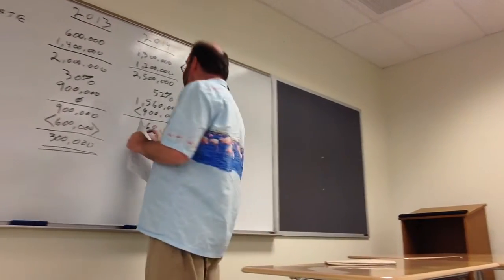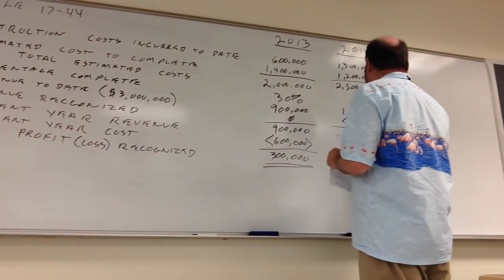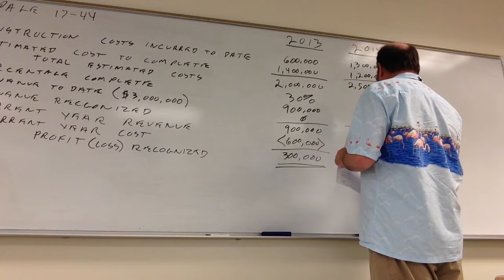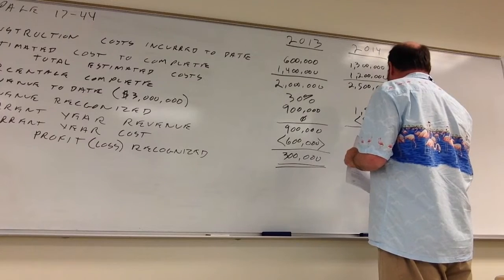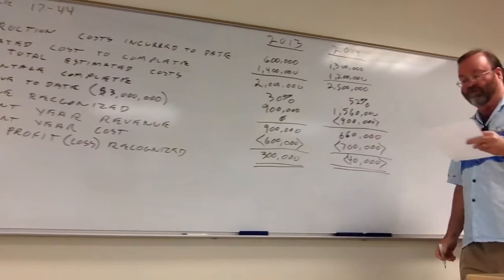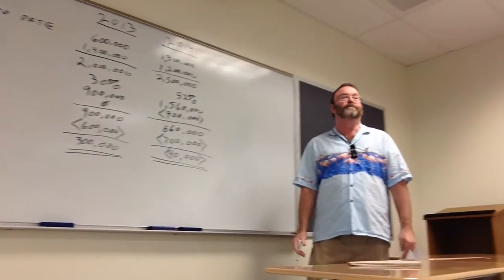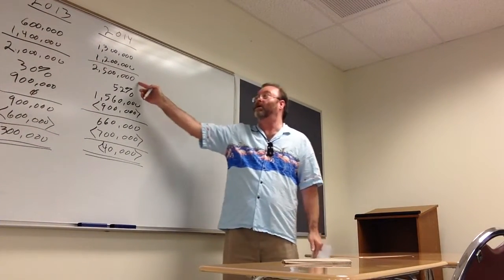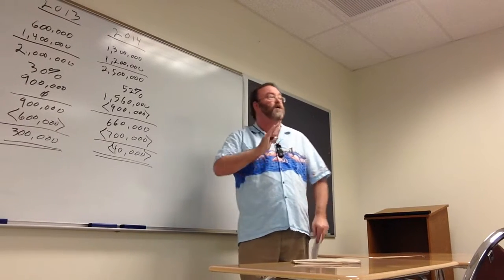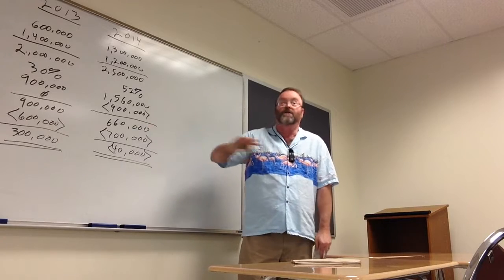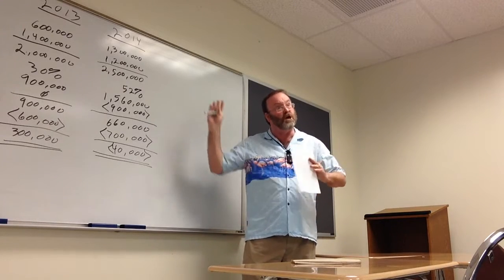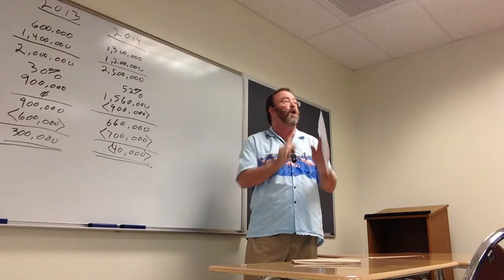Subtract out the 700 that we incurred during the year, and now we have a current year loss of $40,000. We're still making money on the entire job. We're still expecting to make $500,000. But the $300 that we took in the first year was way too optimistic. So in the current year, we have a small loss.